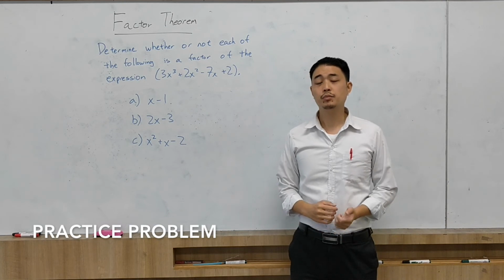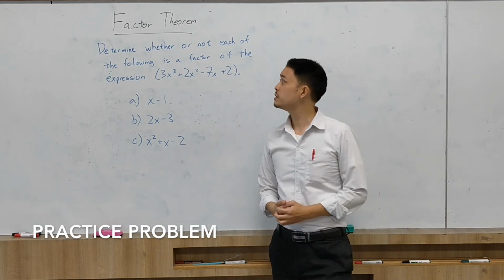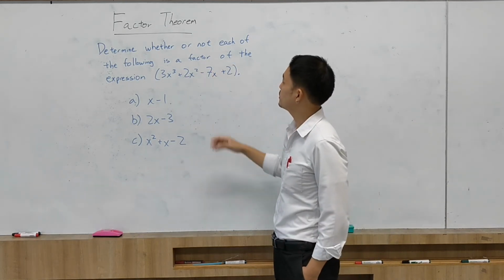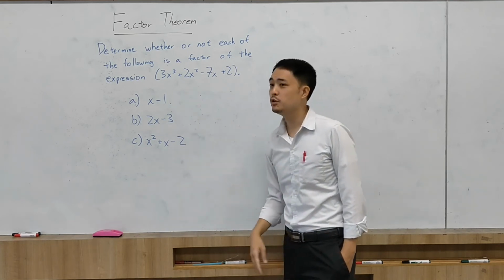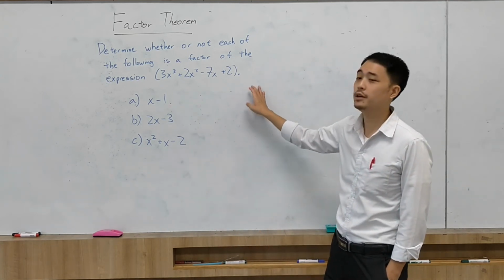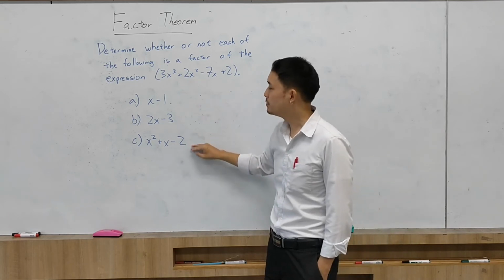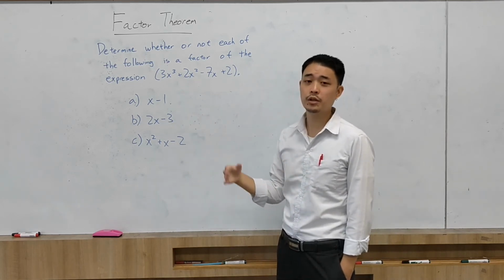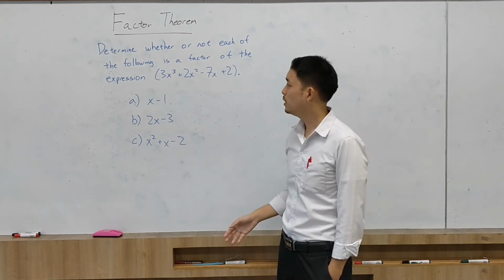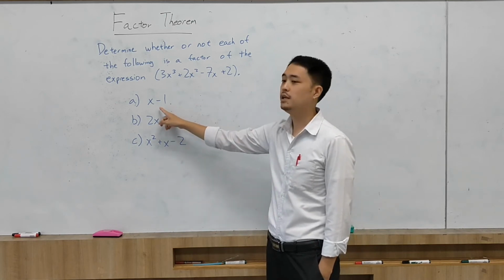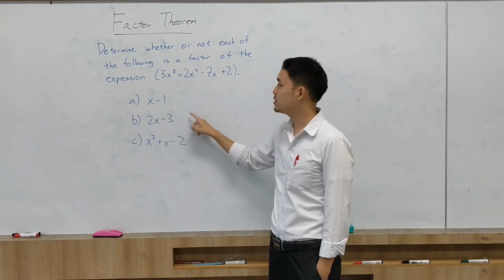Okay guys, so here's the practice problem for tonight. Determine whether each of the following is a factor of the expression 3x cubed plus 2x squared minus 7x plus 2. So for each of these A, B, and C answers, you're going to want to give me a yes or no answer. Quick reminder, to find A, we simply set each of these equations to 0.